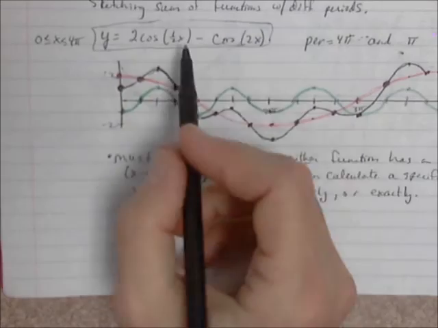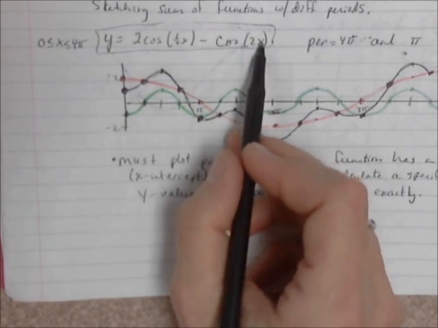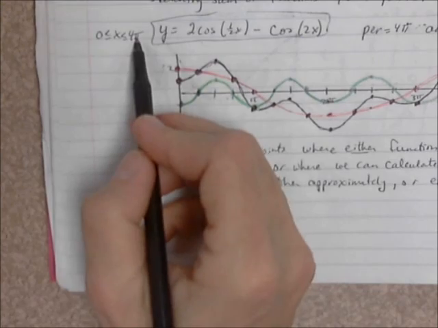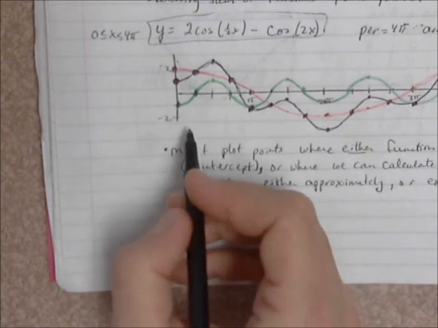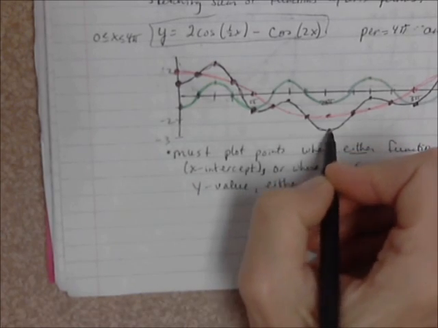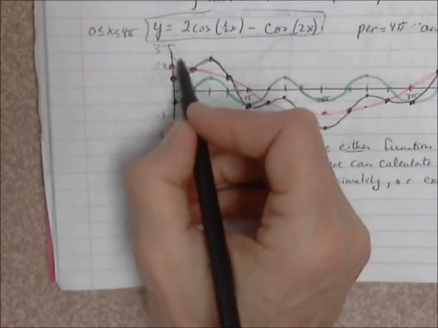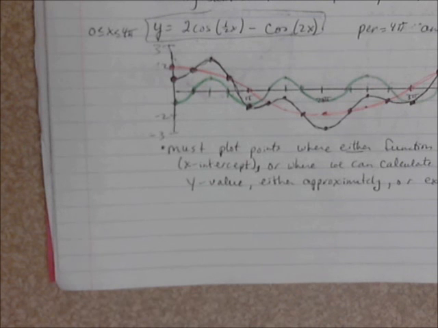And now what I suggest is that you take your graphing calculator and put this in and have your x min be 0 and your x max be 4 pi. And you can have your y min be -3 because that's our lowest point. And then you can set your y max to 3 because it comes above 2. It might come up to 3.